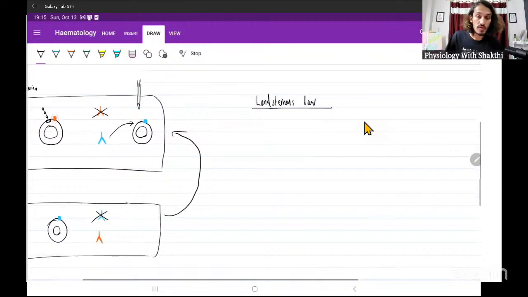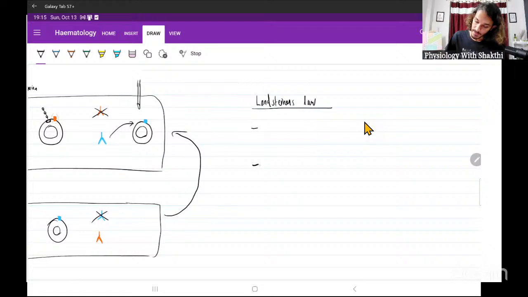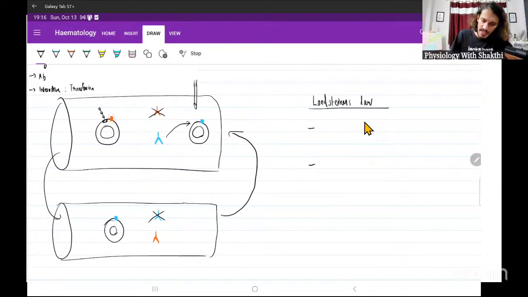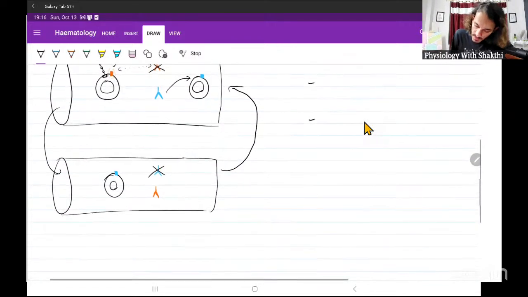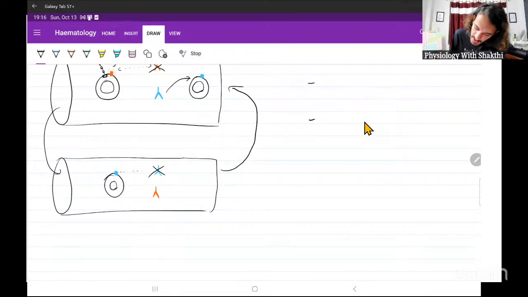So there are two laws to this you have to understand. In simple terms, as I was just telling you, if a particular antigen is there, the corresponding antibody of that is not going to be there. Again, here, if this antigen is there in a person, the corresponding antibody will not be there.